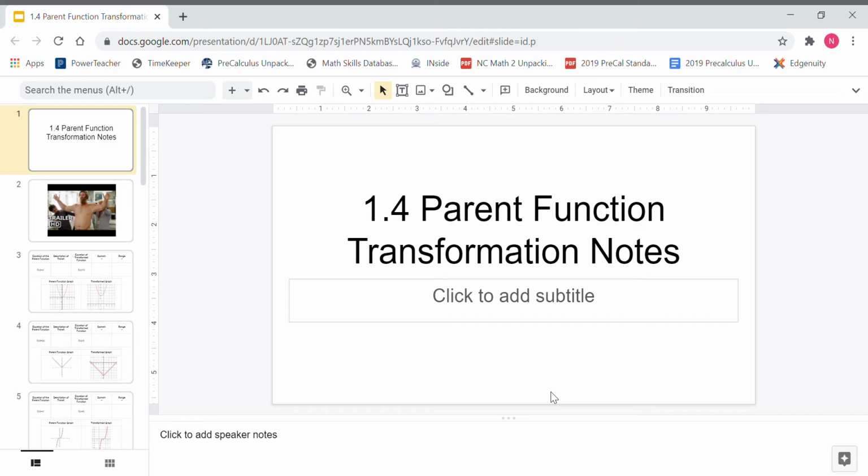Okay, so what we're going to look at today are the parent function transformation notes. This is where knowing your parent functions comes in handy. It's really, really important. On your Canvas, if you go to the 1.4, you can open up your own Google Slides and fill in the notes while you watch the video, or you can just look here, or you can just look at the key.